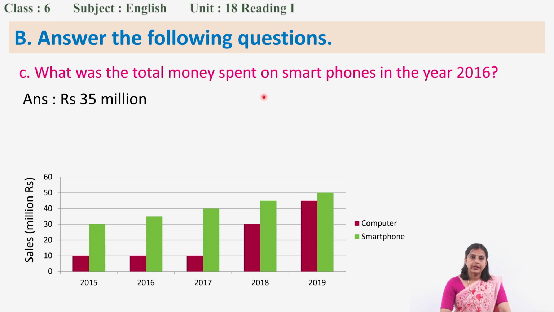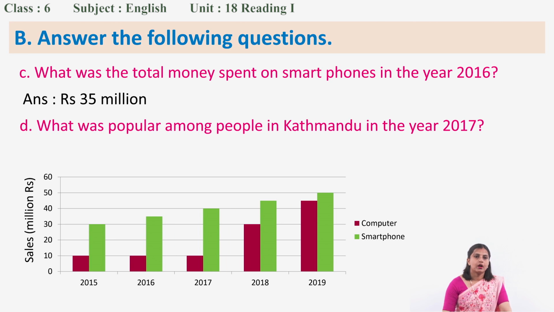Rupees 35 million was spent on smartphones in the year 2016. Okay, the next question here is what was popular among people in Kathmandu in the year 2017?